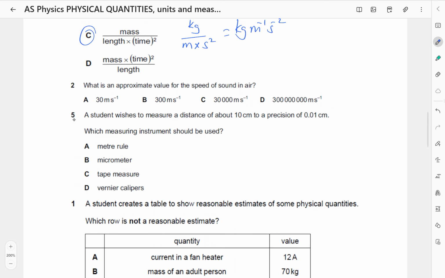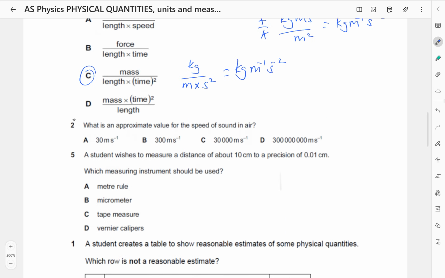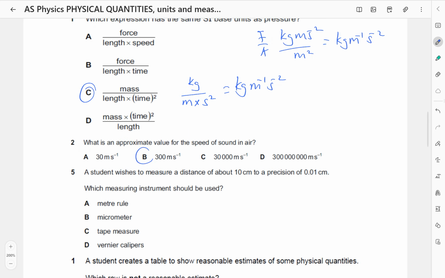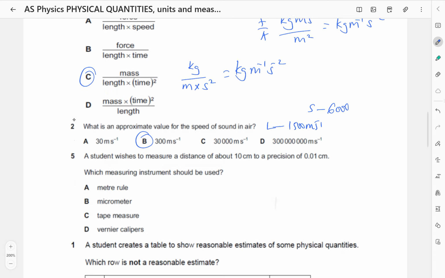What is an approximate value for the speed of sound in the air? Of course, speed of sound in the air is around 300 meters per second. That one you should be familiar with. In solids, it is approximately 5,000 to 6,000 meters per second. In liquids, it's around 1,500 meters per second. In gases, it is around 330 meters per second.